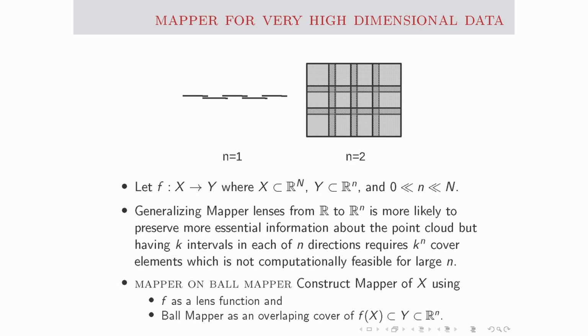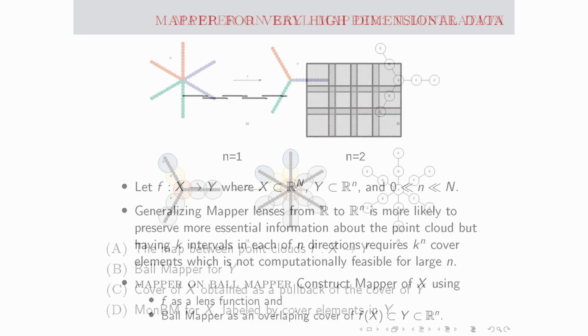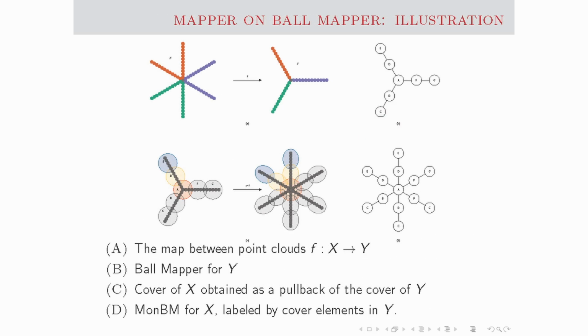So the idea that we had is something we now call the mapper on ball mapper construction, which says we'll construct a mapper of x using the relation between x and y as a length function, and then get the ball mapper as an overlapping cover of f of x, and go from there. Let me illustrate that here. Again, don't laugh, it's the running example. It's not high dimensional, but let's say I have a point cloud that lives in 2 dimensions and has 6 spikes, and then a point cloud y that has 3 spokes.